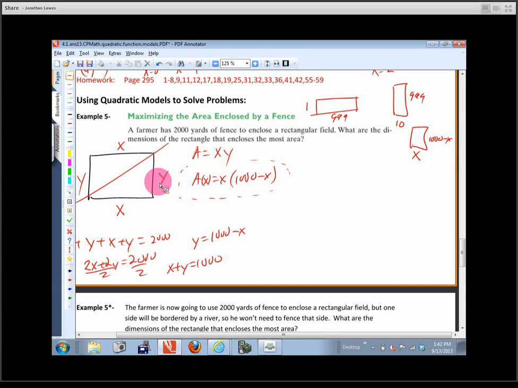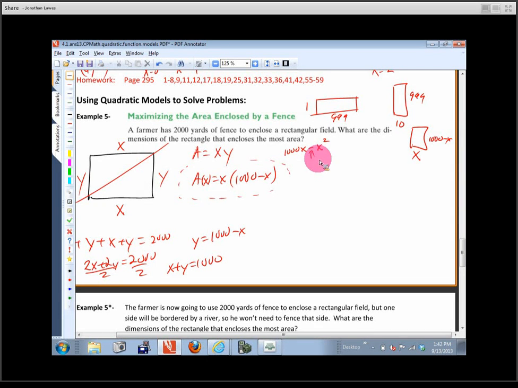Okay. Now I want you to watch. This is the way I'd like you to do these. If I were to multiply this together, I'd get 1,000x minus x squared. If I were to graph that, what shape is it? What is it, Walker? It's a parabola. Which way does it open? Down. Why does it open down? Because of the negative in front of the x squared. Whatever the sign is in front of the x squared, that'll tell you whether it opens up or down. If it's positive, it opens up. If it's negative, it opens down.